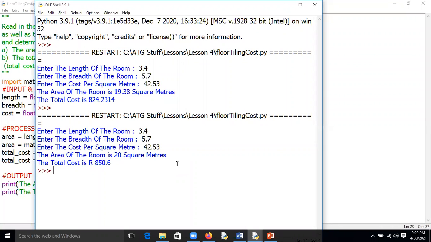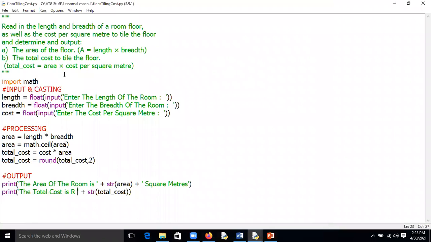It moves the 19.38 to 20 square meters because that's the amount of tiles we're going to need. And you'll notice that it becomes 850.60. It just dropped the 0 because it's insignificant, it's the least significant value. Looking at that there, like I said, it is top down, going from the top, coming down. And you'll find that there are a lot of things that we can actually do with programming to solve a lot of problems.